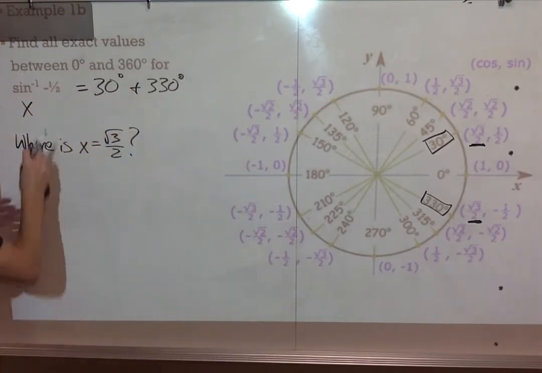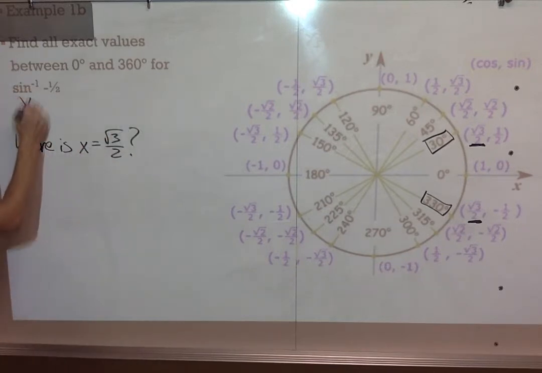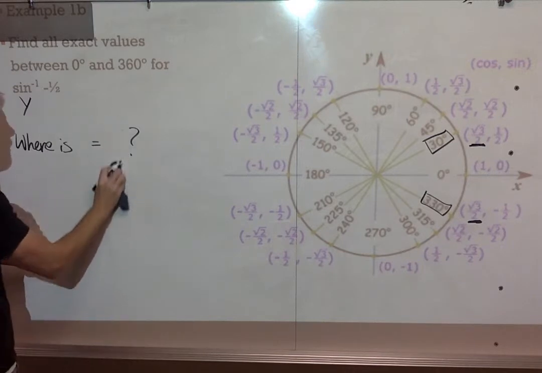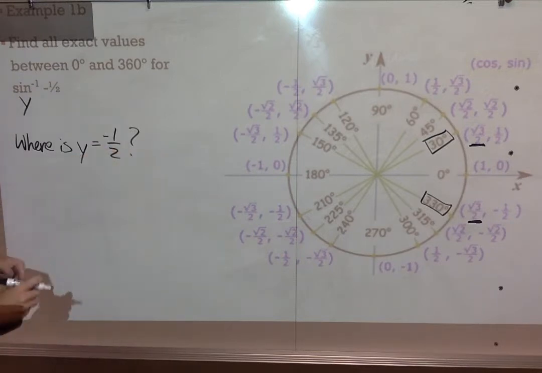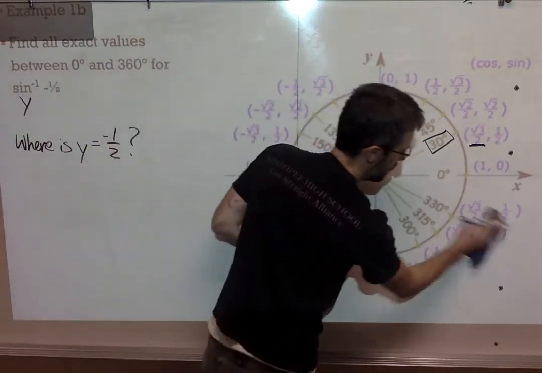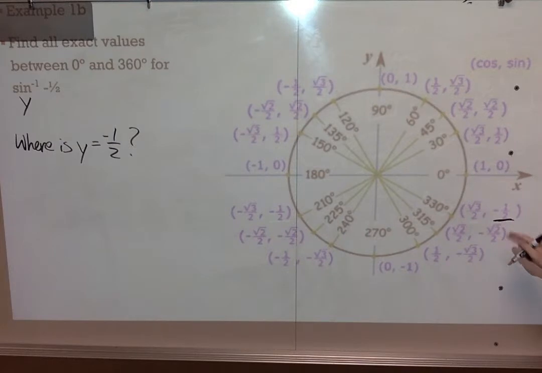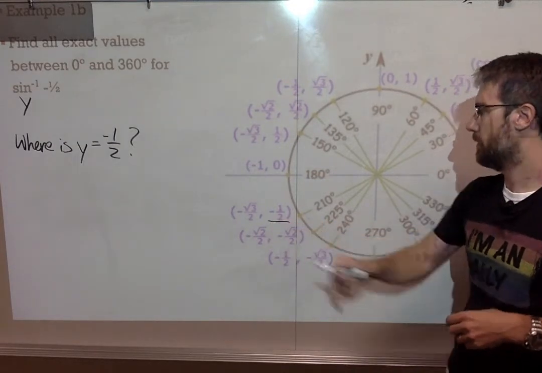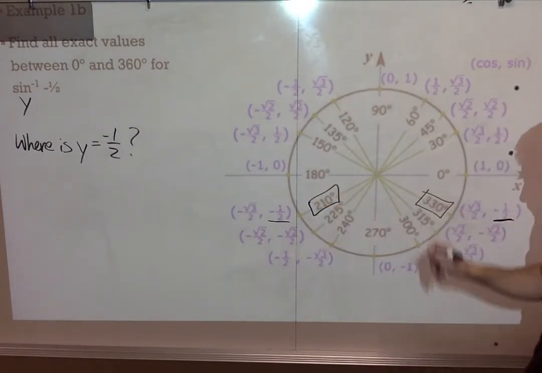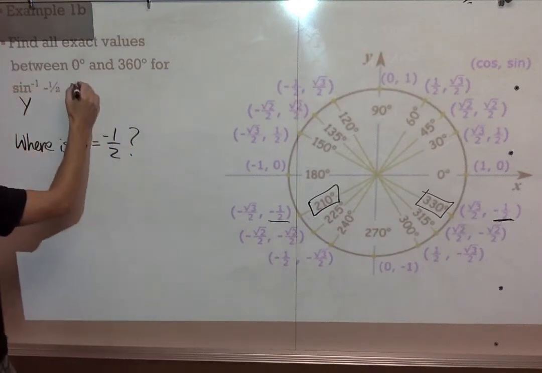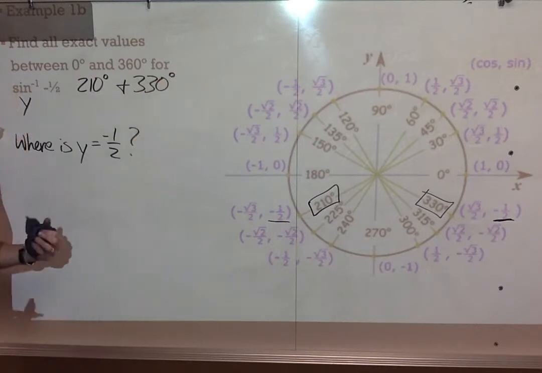All right, next one. Sine inverse of negative 1/2. Sine is the y value, so the question we are asking is, where is the y value negative 1/2 on the unit circle? All right, negative 1/2 for the y value. The y is the second one in the parenthesis, right here, and then all the way across over here at negative 1/2. So I've got two answers again, 210 and 330. Doesn't matter what order you put them in, I just always do things in numerical or alphabetical order.